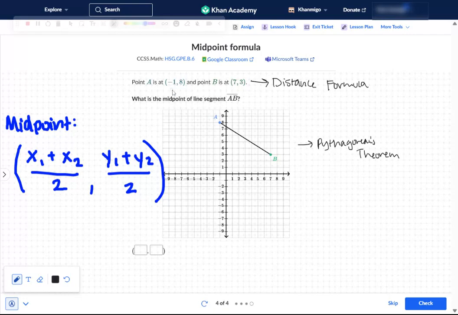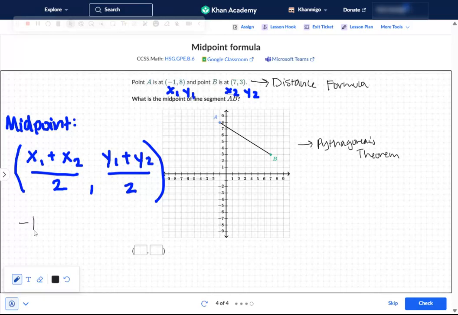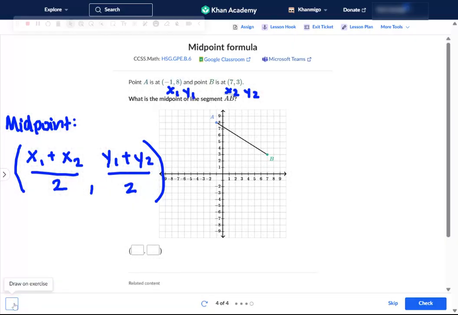All right, so we're going to go ahead and label x1, y1, x2, y2. Let me use Khan Academy. Okay, so plugging this in, x1, we said that was -1, and we're going to add that to x2, which is 7. We're going to divide those by 2, and that's to find the x value. To find the y value, same idea, but with the y's. So 8 plus 3. We're just taking the average of the y values, adding them up, and dividing them by 2.